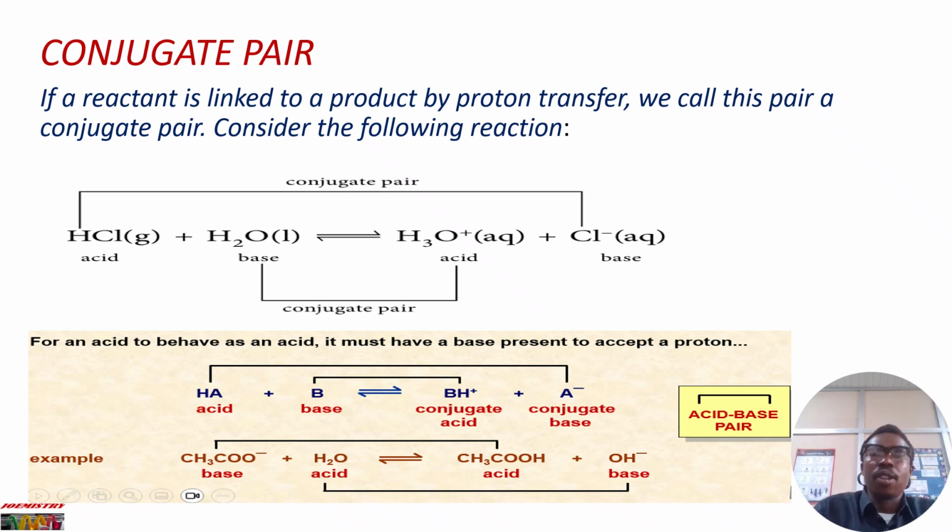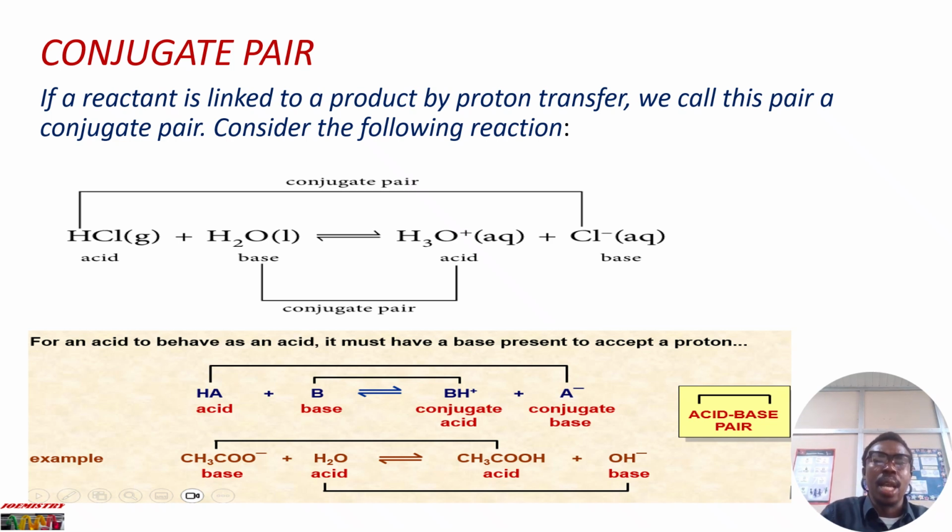Now I want to look at the conjugate pair. A conjugate pair is a pair that occurs by a proton transfer, when a reactant is linked to a product by the transfer of a proton, by the transfer of a hydrogen ion. We call it a conjugate pair. We've discussed that an acid is a proton donor, while a base is what?